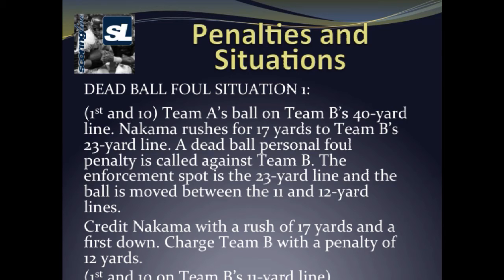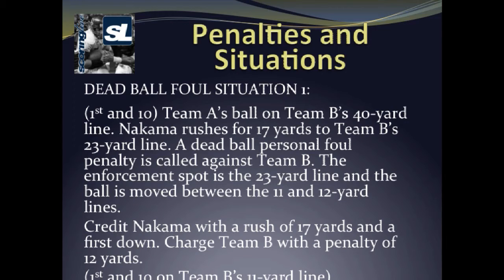So, on this situation, how many yards does Nakama get on this play? 17 yards, right? He goes from the 40 to the 23-yard line. Okay? So now, the personal foul penalty, which is normally 15 yards, but you can see the ball is enforced from the 23-yard line to between the 11 and the 12-yard line. So remember when we talked a little bit about spotting the ball? So where's the ball spotted if it's between the 11 and the 12-yard line? Where? On the 11, right? Because we're going towards that way.